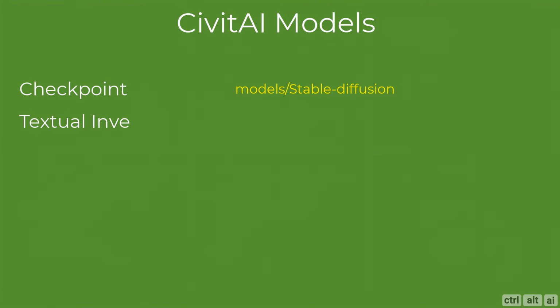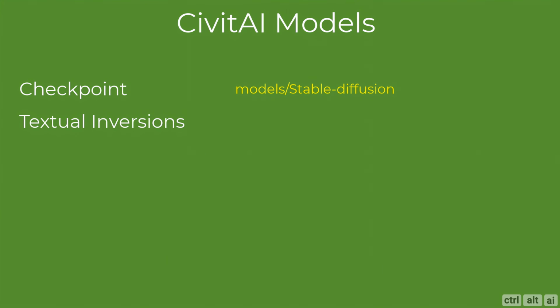Now let's understand Civit AI models. The first is checkpoint. These are base models and usually average 2 to 6 gigabytes in size. These are also called Dream Booth models. You have to download them in the Models Stable Diffusion folder directory. The second is textual inversions. These require a checkpoint model to run. I will show you examples of each one on the Civit AI website.